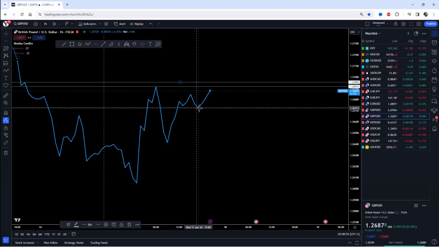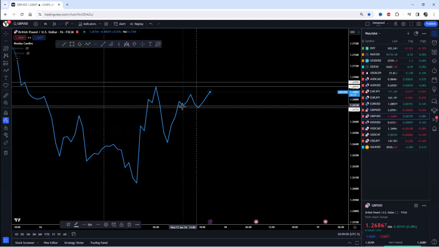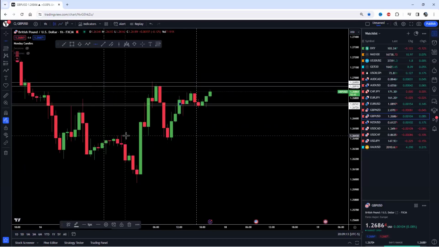Then I'm going to come down here and look for the closest peak or valley. Okay. Now this is a valley right here. This is a peak right here. Well, this right here is the closest valley. So I'm going to put a line right here. Then I'm going to go back to my candlestick chart. Boom. All right, that's my candlestick chart.